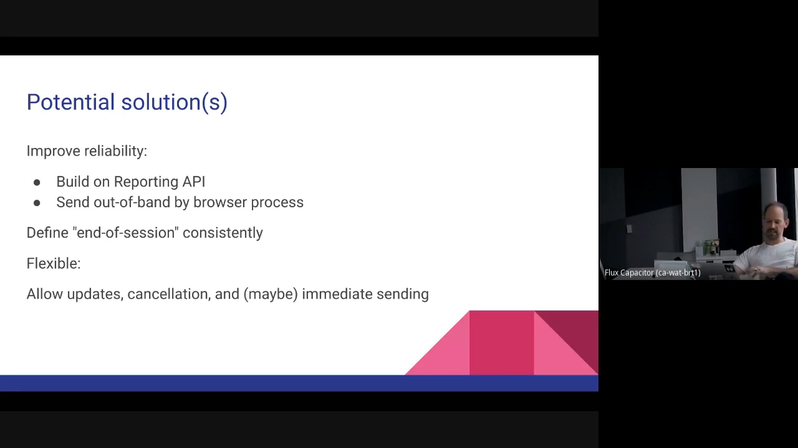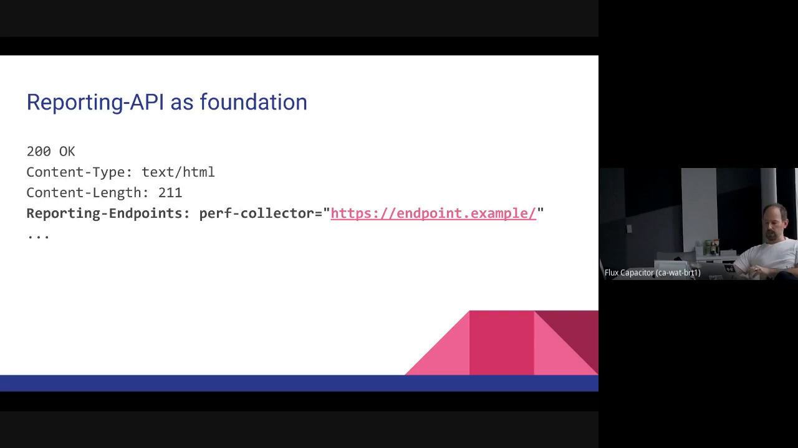And obviously, because this is a register once and then possibly forget about it method, we should have the ability to update the data that goes into that beacon, cancel the beacon if you decide you don't need it. And there might be a need to send it immediately, although if you have script access to send something immediately, you probably have other ways to get data out. So using the reporting API as a foundation for this would generally mean that you would set a header defining an endpoint collector. This is already used for things like CSP, for deprecation reports, for various policy violations. So this would be an additional use of that endpoint collection.